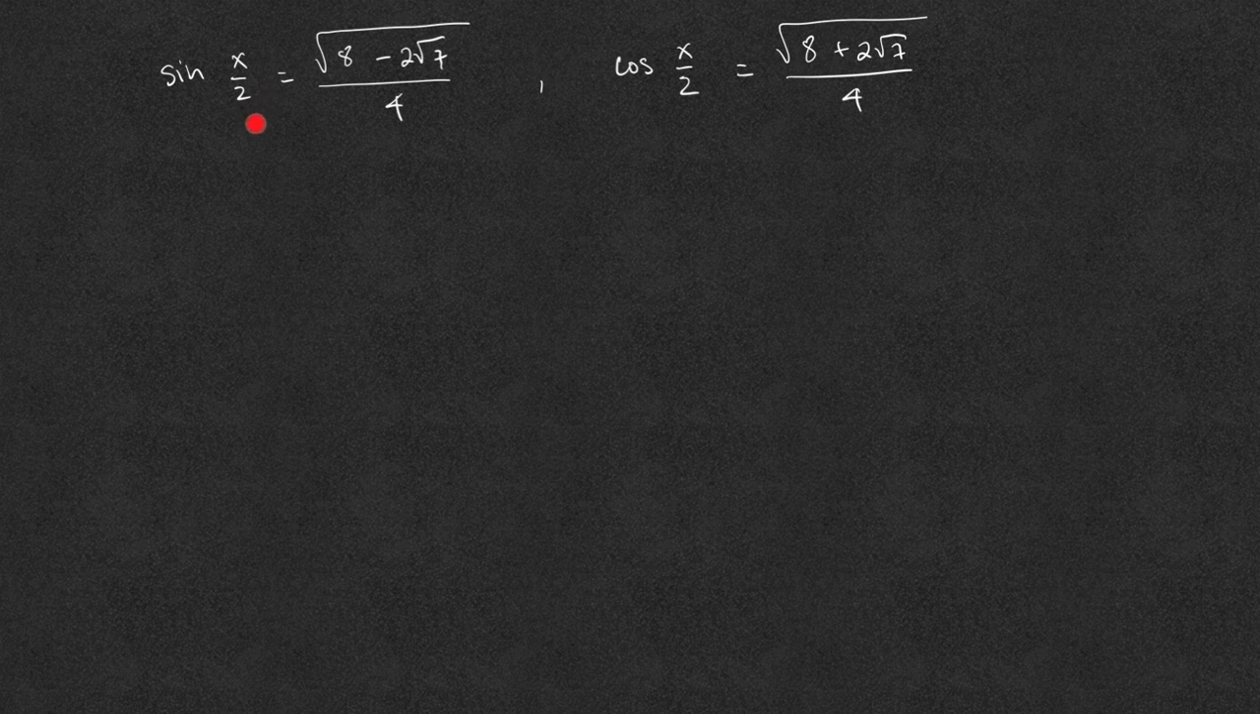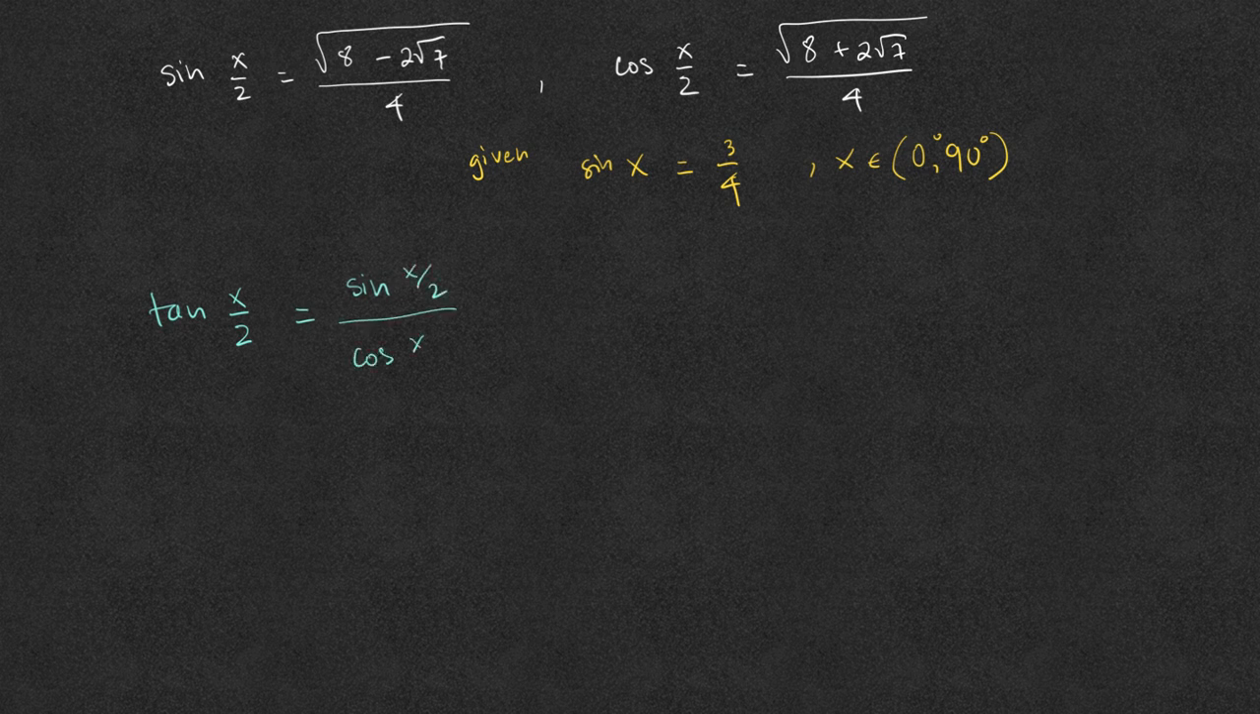We found that sine of x over 2 equals the square root of 8 minus 2 root 7 over 4, and cosine of x over 2 equals the square root of 8 plus 2 root 7 over 4, given that sine of x equals 3 over 4, where x is between 0 and 90 degrees. To find tangent of x over 2, we can use the half-angle formula for tangent, but we can just simply use the definition of tangent. Tangent of x over 2 is sine of x over 2 over cosine of x over 2, as long as we use the same angle, in this case x over 2. We do this because we found both cosine and sine of x over 2.